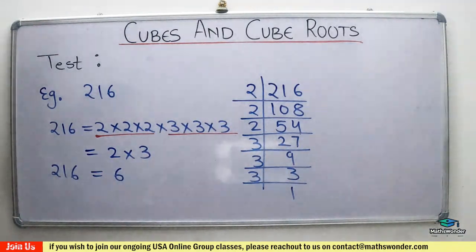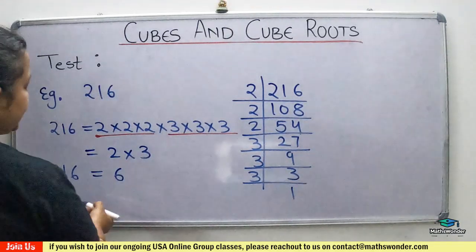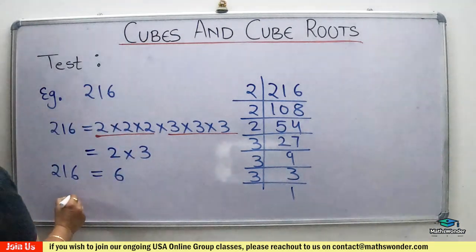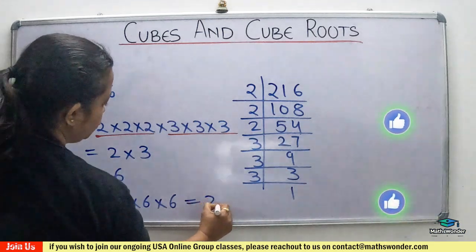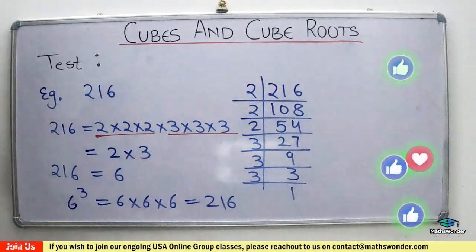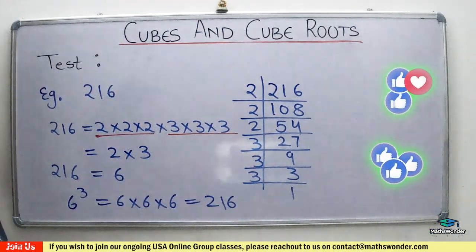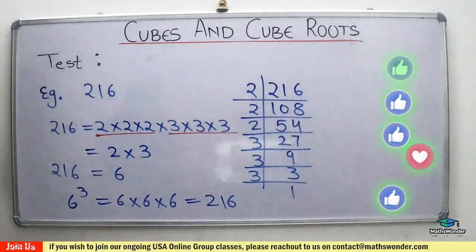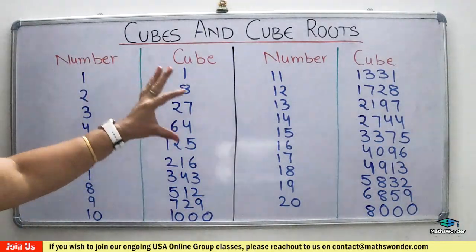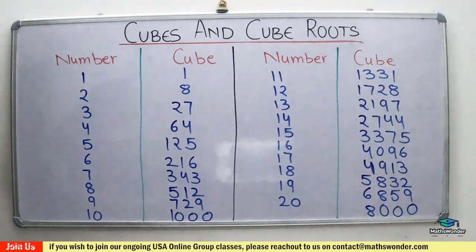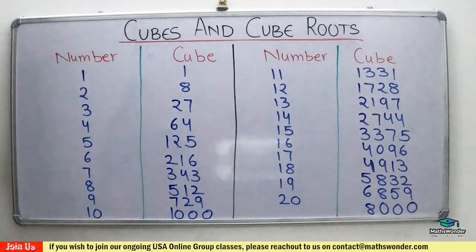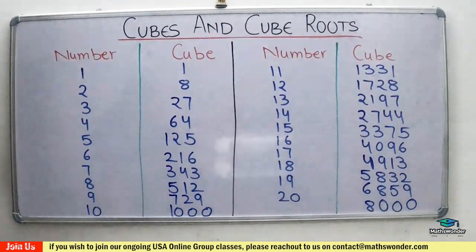Got it? 6 cubed. Yes, so basically you will find it in the reverse order. So 6 times 6 will be 36. I will give you the list of cubes. Till 20 at least you have to learn. These are the cubes from 1 to 20. Learn till 20. It will be very helpful for the calculation and for further study. So please learn till 20 cubes.